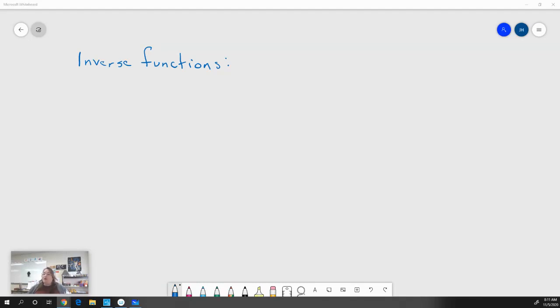So when we're talking about inverse functions, when we were doing the composition of functions the other day, that's kind of how we work with inverse functions. Well, it's how we test them and stuff like that. So the reason for doing composition of functions before inverse functions is you can test an inverse function.